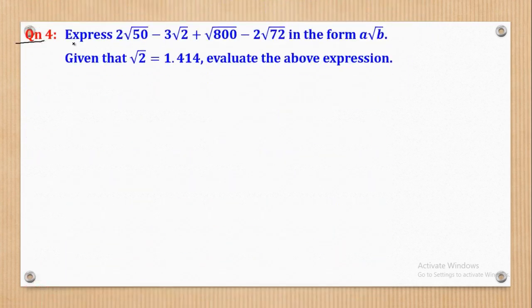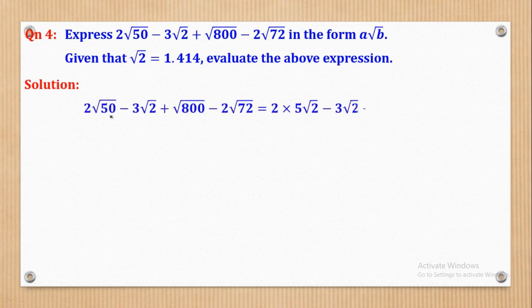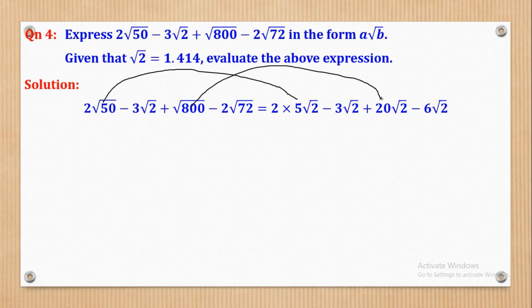Then question 4 says express this in the form a root b. Given that root 2 is 1.414, evaluate the above expression. So this is what is given. Then from here I realize that this one can be simplified to become this, and this one can be simplified to come up with this, and also this one will be simplified to come up with this. I believe by now you know how to simplify them.